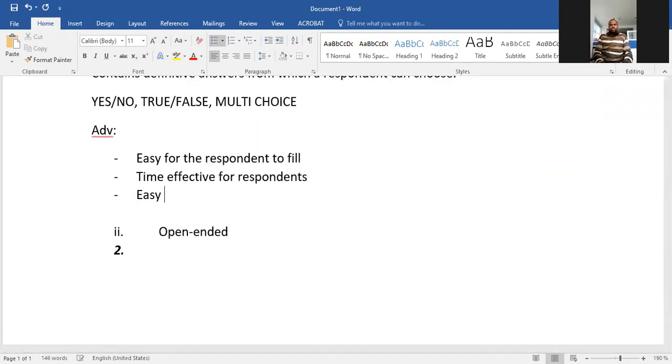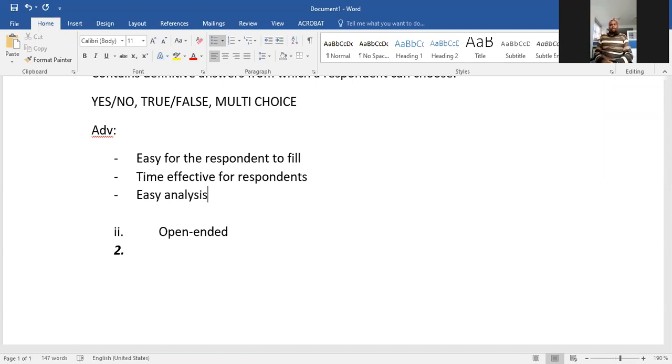And it also allows for easy analysis. Why is that? Because in analysis of data, you're trying to see what the respondents gave, what were their specific answers, so that now you can generalize and say, out of 20 respondents, 18 answered the following, 2 said the following. That is very easy for yes or no, true or false, and multi-choice questions, because it is very easy to know the number of people who answered in a particular way.